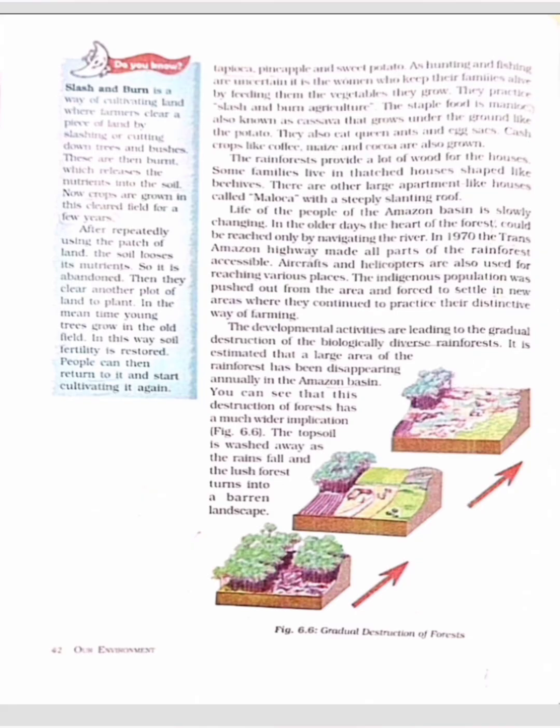So nowadays their life is changing because of the Trans-Amazon Highway, which was opened in 1970, and which connects all parts of the Amazon basin in Brazil. The development activities are leading to the gradual destruction of the biologically diverse rainforest.